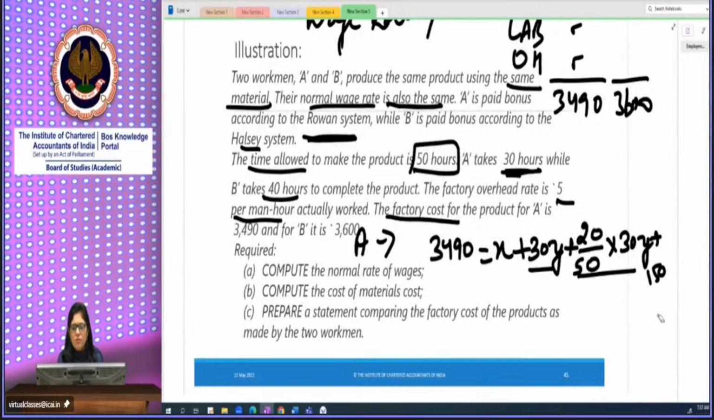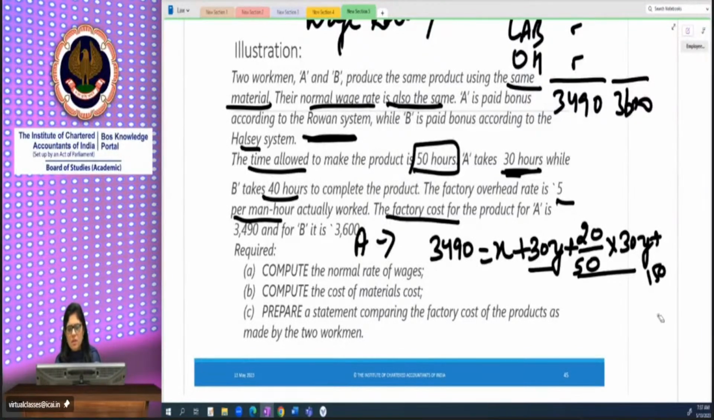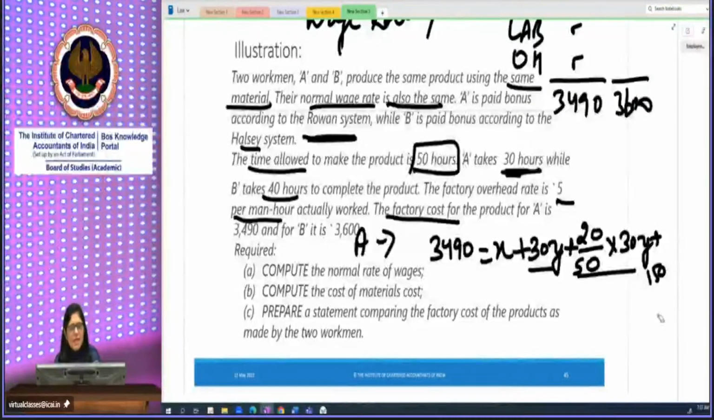3490 is the total because total factory cost is made up of material, labor, and overheads. Material we have assumed as X. Labor, the normal wage, is time taken into rate per hour. Time taken is given as 30 hours, rate per hour is not given, we have assumed Y, plus the bonus as per ROAN paid to A, so time saved by time allowed into 30Y, plus the overhead cost. Overhead cost is 5 per hour worked, so 30 hours at 5 per hour, 150. Please make a similar equation for B.